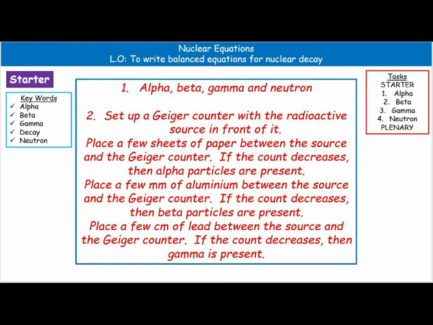Then your final 2 marks are for talking about the gamma. So you get 1 mark if you say you place a few centimeters of lead between the source and the Geiger counter, and that second one is for saying that if the count decreases, then gamma is present.